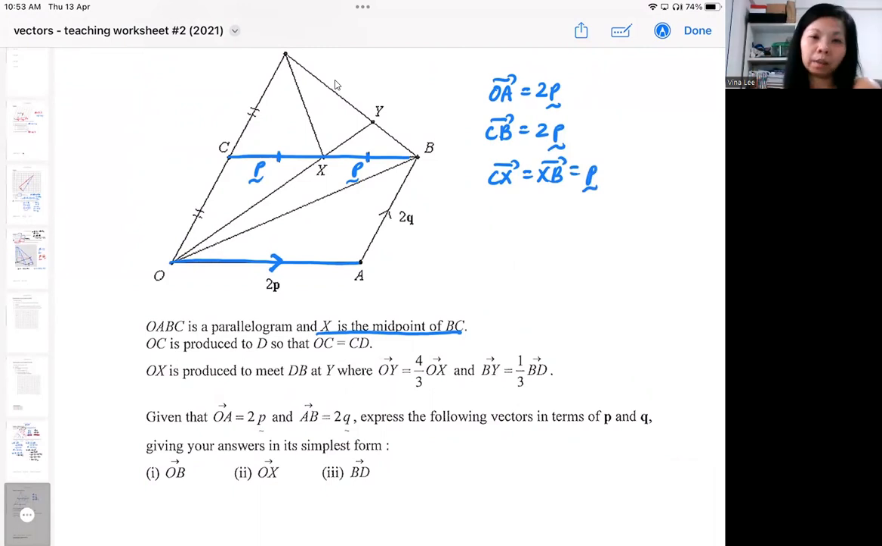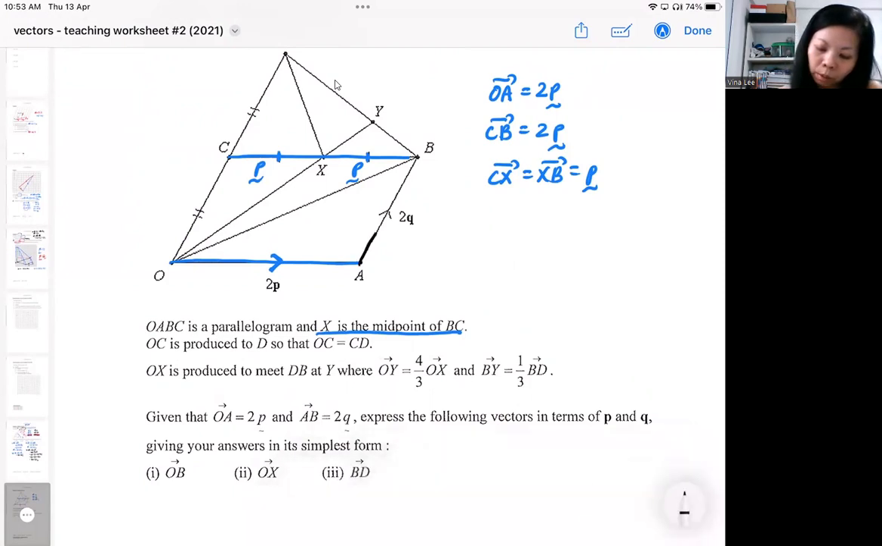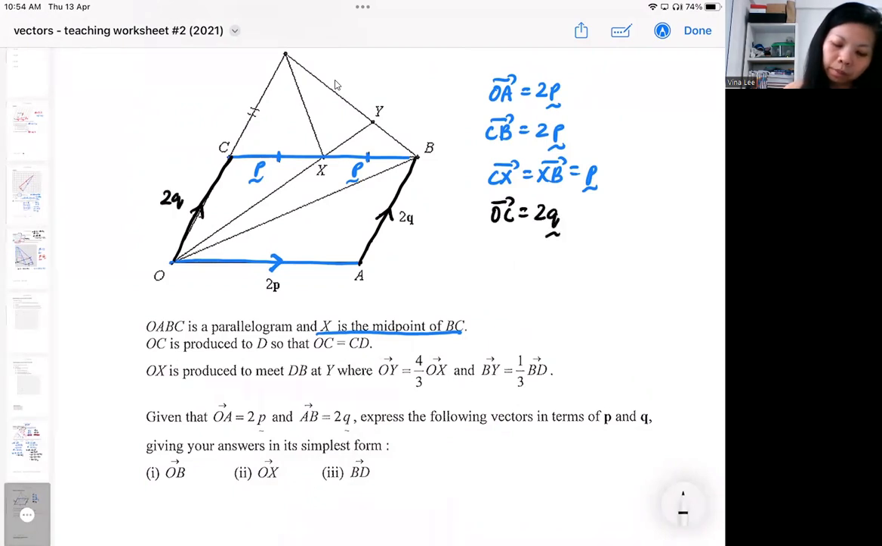So this is equal vectors, same length, same direction. And then this part is a 2Q. So being equal vectors, OC is also 2Q. And subsequently, we also know that OC is equal to CD. So that means this part is also a 2Q. So you read, there's a lot of information.